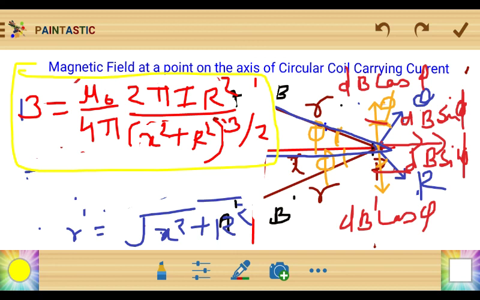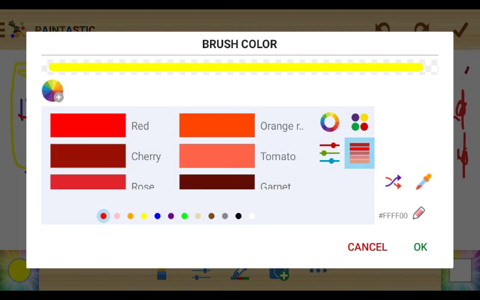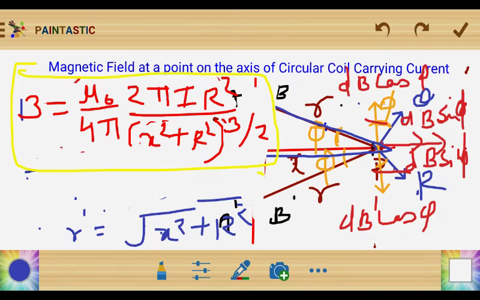Now again, in the last section, if there are n turns, then we simply multiply by n. We simply add up n. So it becomes 2n pi R square.